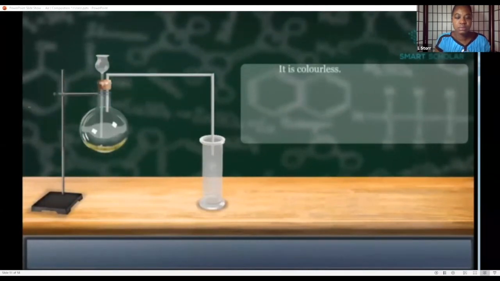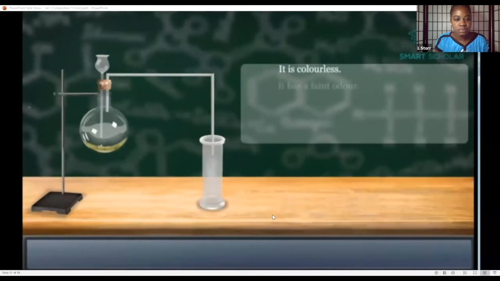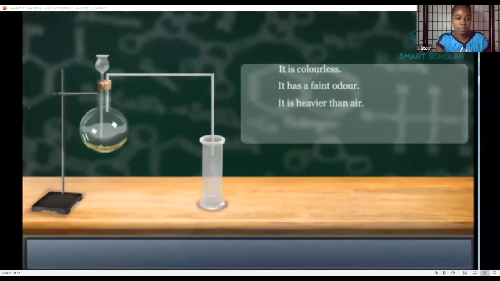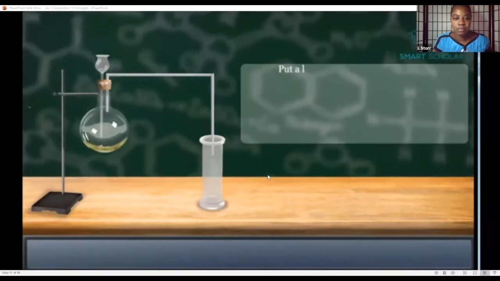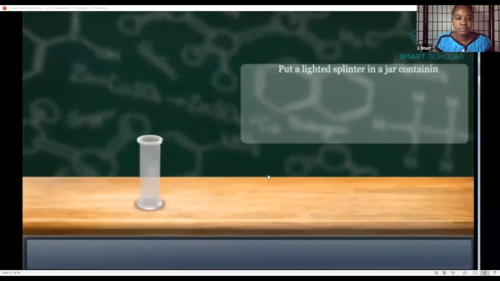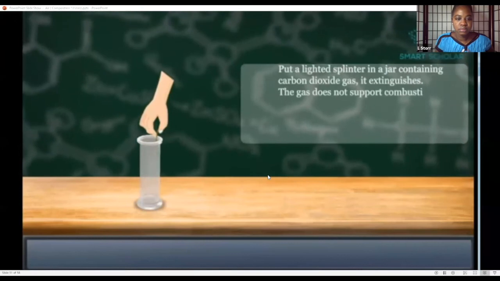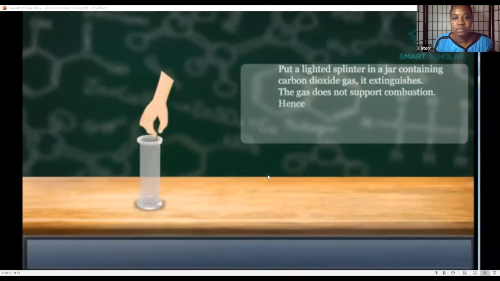It is colorless. It has a faint odor. It is heavier than air. Put a lighted splinter in a jar containing carbon dioxide gas. It extinguishes. The gas does not support combustion. Hence, we conclude that the gas given off is carbon dioxide.